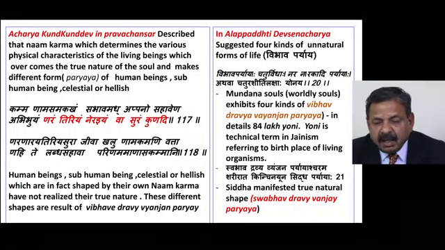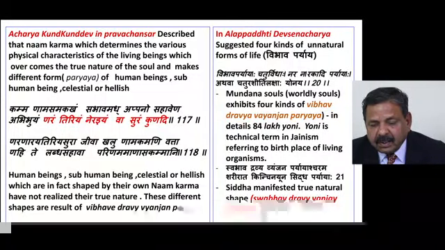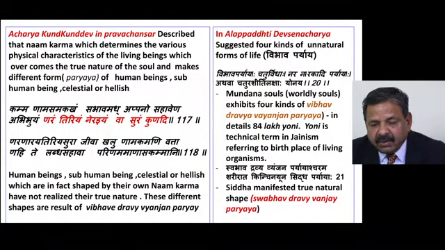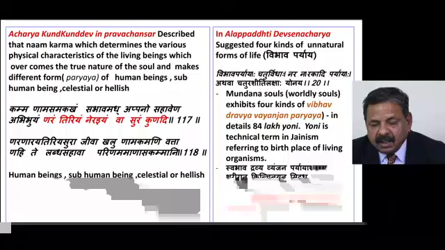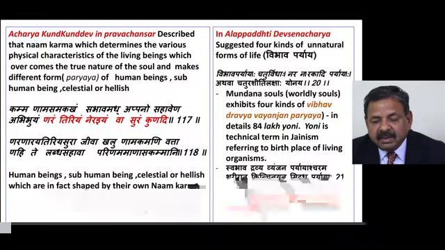Same way in Alap Padati, Devsen Swami in stanza number 20 suggested four kinds of unnatural forms of life, Vibhav Paryay, the unnatural form. All these four kinds of Vibhav Paryay, that is Vibhav Paryaya Chaturvidha Nar Naradi Paryaya, Athva Chaturashiti Lakshya Yoyana. Yani ye 84 lakh yoniyaan hai, jiske andar ye Vibhav Paryaya ke andar jeev bhraman karte rehte hain.